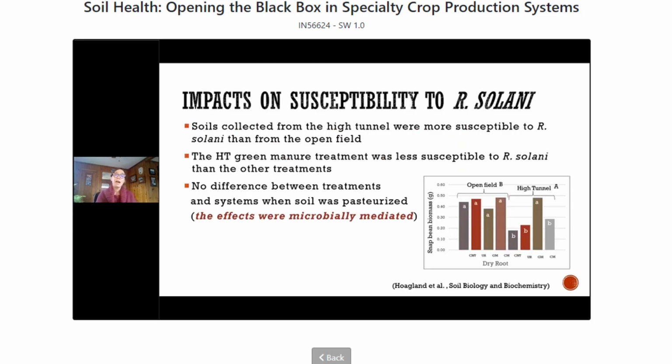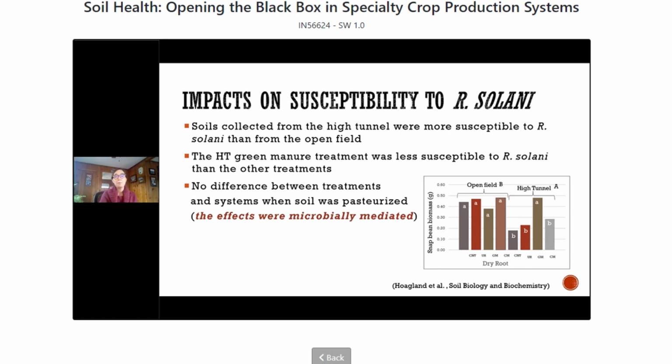The results of that were similar to some of the trends that we saw in the field. First of all, in this little figure on the lower right-hand side, you can see that the treatments, again, are the 4 bars. On the left is the open field, and on the right is the high tunnel. As we suspected, in the high tunnel the soils were more susceptible to the Rhizoctonia pathogen. These soils are being very intensively managed in the high tunnel, and so they're becoming more stressed. As you can see, for example, the red bar is that conventional, where we saw the soil quality going down.